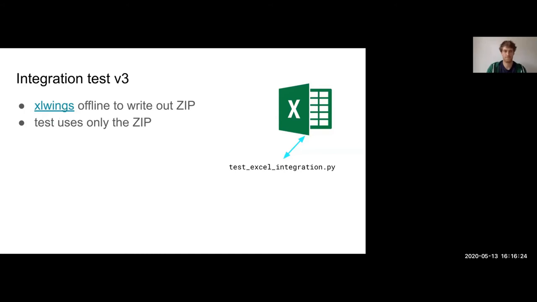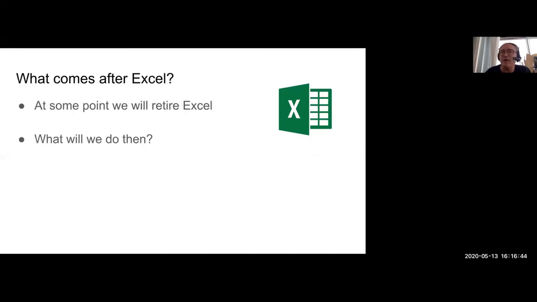Version 3 decouples the initial step altogether. It runs Excel Wings offline, it saves the resulting values to a zip file, and it reads the zip file back in. This version doesn't use Excel Wings at all. It's done offline and the values are checked in. And at this point, I expect this to be the final one. It'll take us to the point where we discontinue Excel altogether.